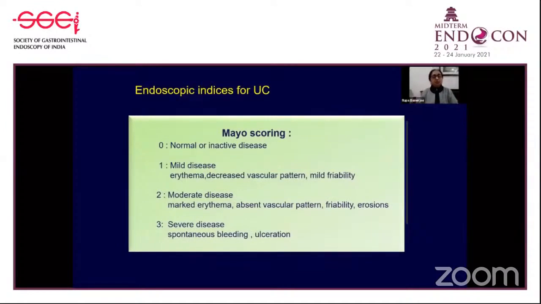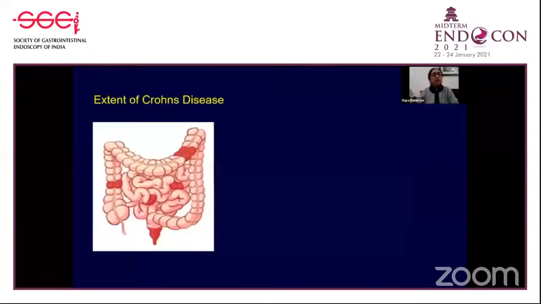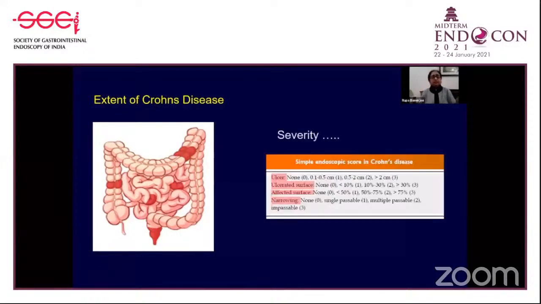So 0 is normal or inactive disease, mild disease, moderate disease, and severe disease if there is spontaneous bleeding or ulceration when you see inside. There is the UCEIS score, and as I said, there are many scores which have been used, but Mayo is perhaps the one which is most common. Similarly, for Crohn's disease, you can assess the extent of disease, the areas of involvement, assess the severity.